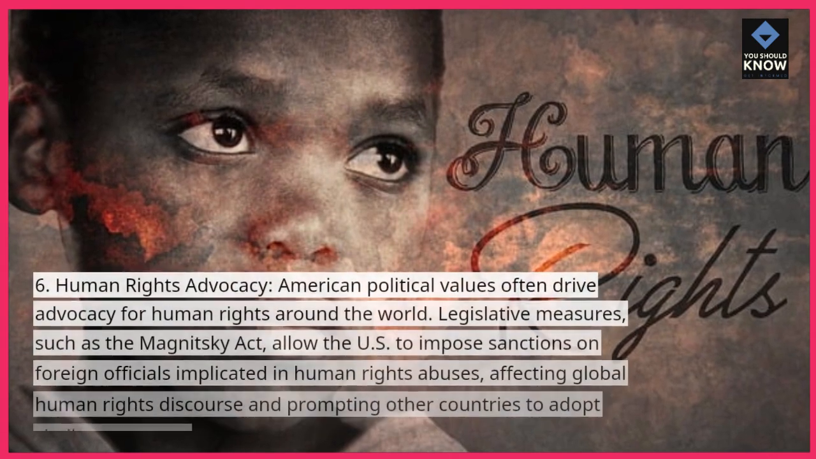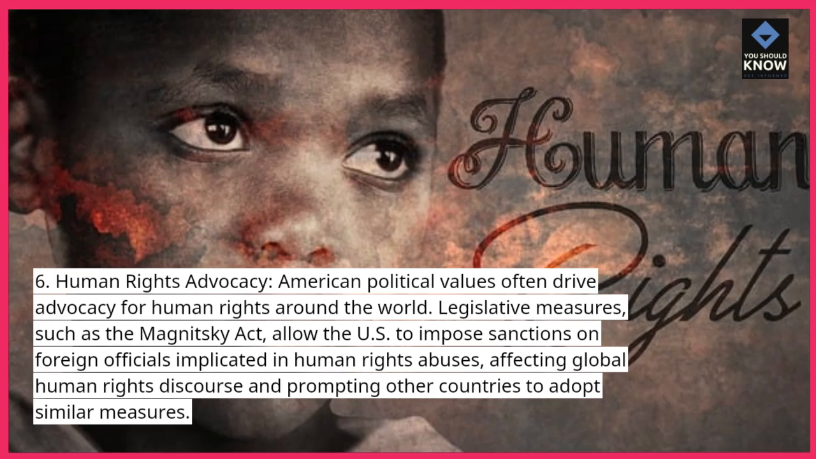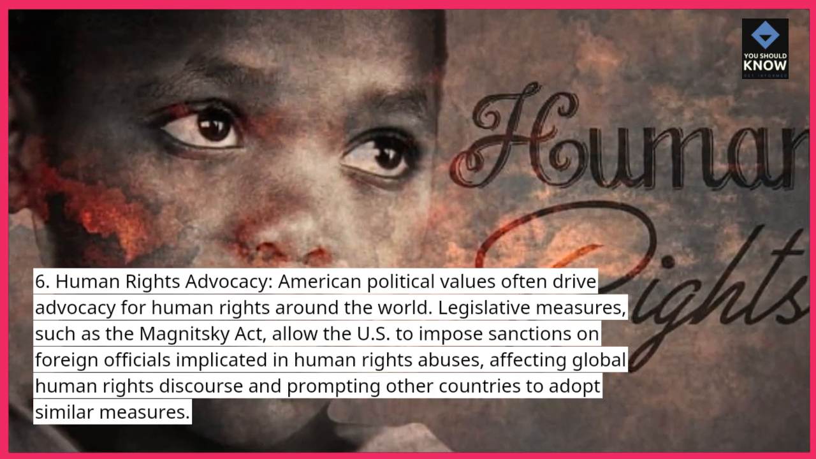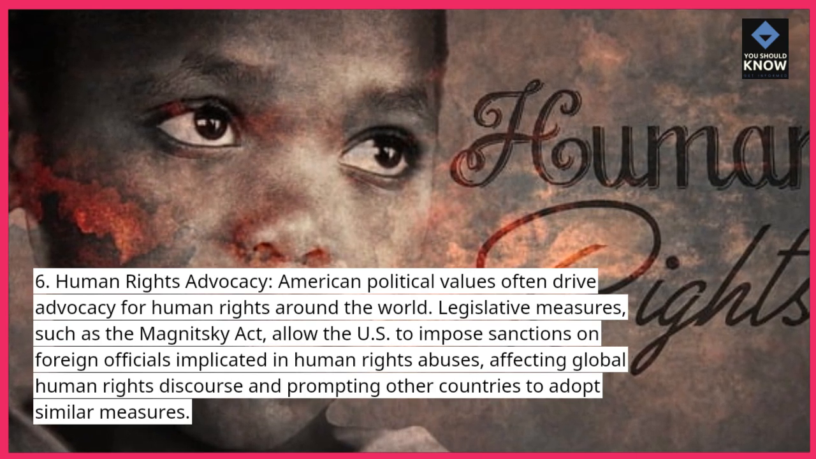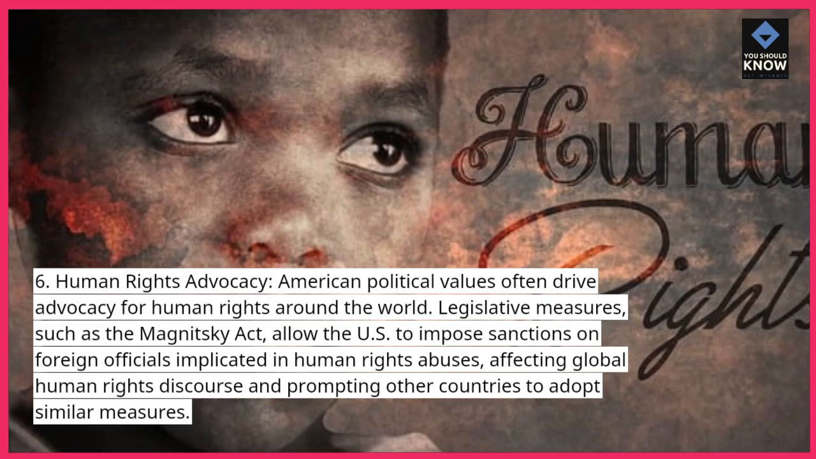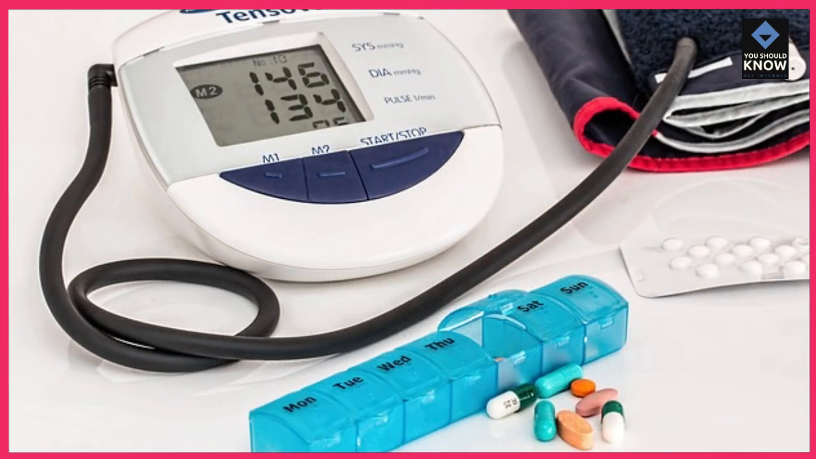6. Human rights advocacy. American political values often drive advocacy for human rights around the world. Legislative measures, such as the Magnitsky Act, allow the U.S. to impose sanctions on foreign officials implicated in human rights abuses, affecting global human rights discourse and prompting other countries to adopt similar measures.